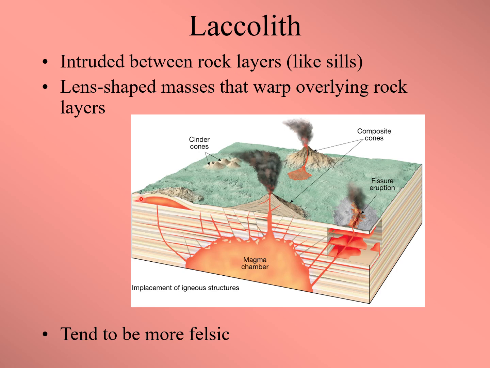So a sill right here pushes out to the side. But a laccolith just has more force upward, because there's not as much overburden. And so it tends to form these kind of lens shapes like this. And they tend to be more felsic.